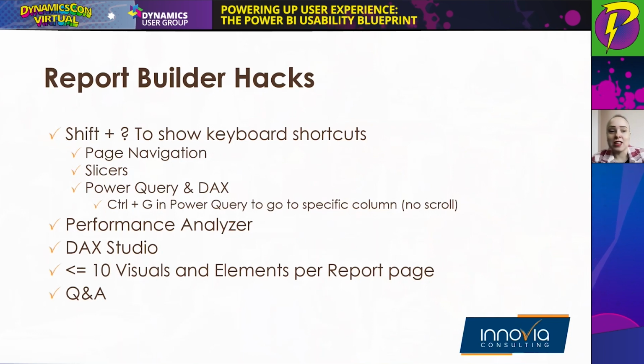One of my favorite keyboard shortcuts is Control G in the Power Query editor, and that will let you go to a specific column. So if you have a query with many columns, instead of scrolling and trying to find that one column, hit Control G, click on it, and it will take you there.